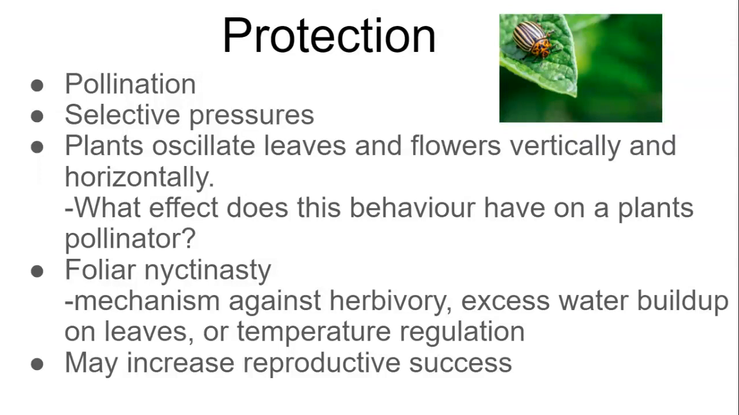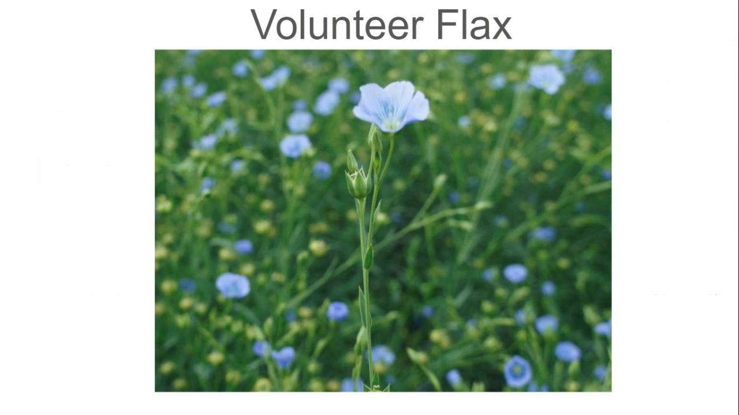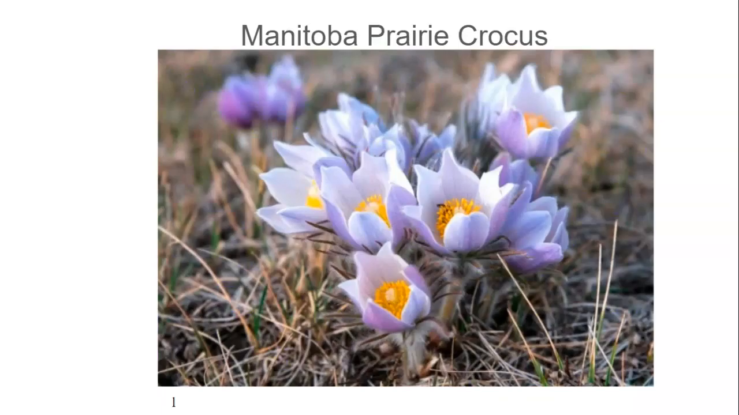Examples of nyctinastic plants in Manitoba include the dandelion and the volunteer flax, which close their flower petals once the sunlight of incidence begins to strike below the horizon. Manitoba's provincial flower, the prairie crocus, closes its petals at nighttime, perhaps to protect themselves from the cooler temperatures that early spring brings to Manitoba.